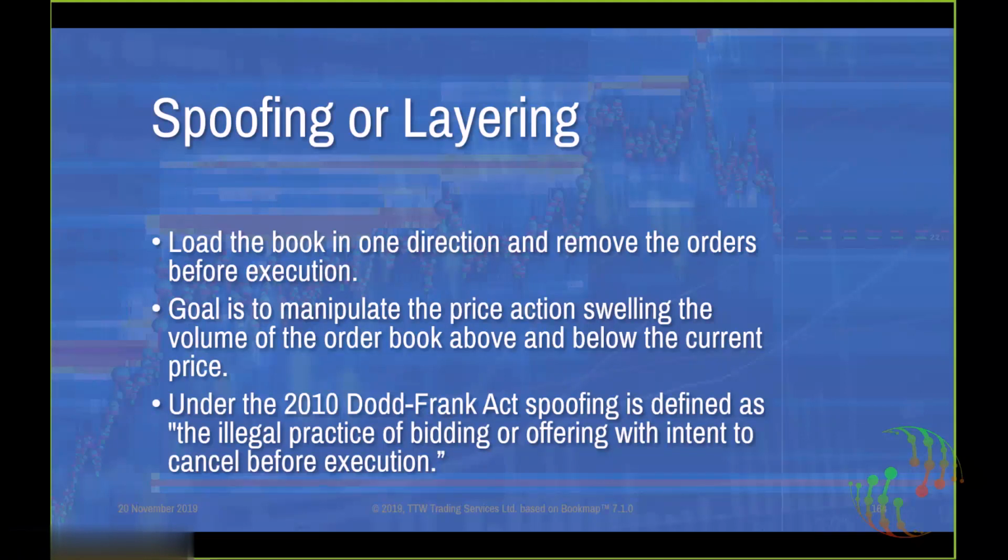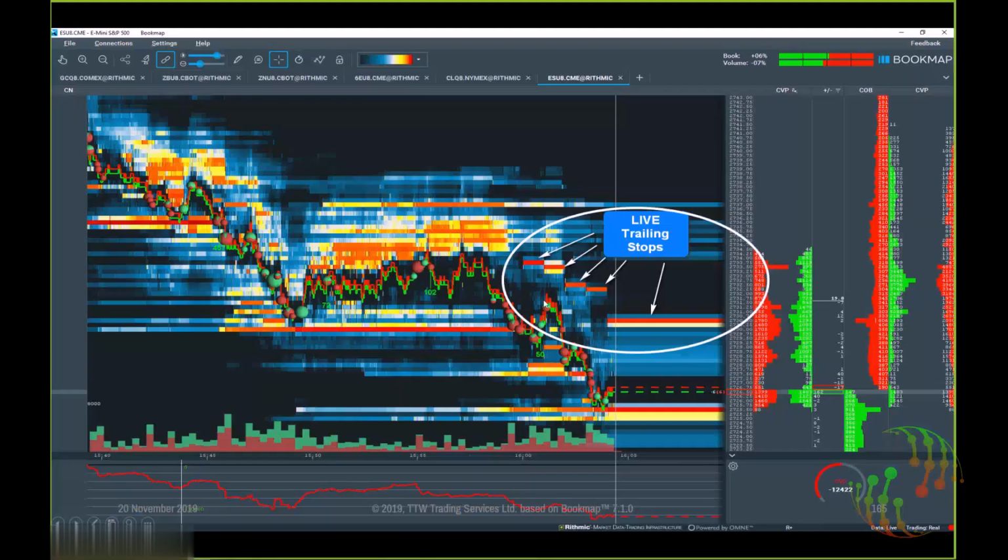Under the 2010 Dodd-Frank Act, spoofing is defined as the illegal practice of bidding or offering with intent to cancel before execution. You will see that nearly every day. Although it is illegal, it is not allowed, it happens. But when it happens, don't think about illegality or that it's not fair or whatever. It doesn't matter. It's not a question of being fair or not.